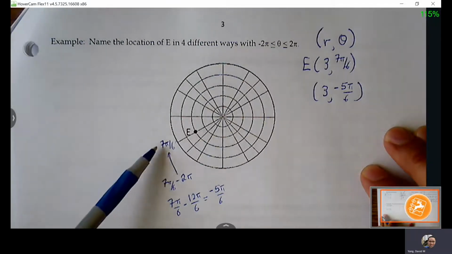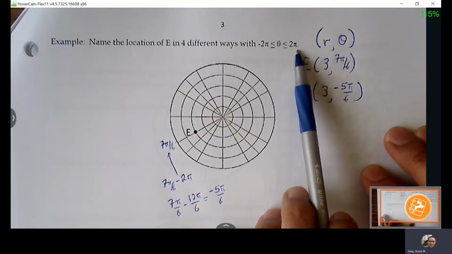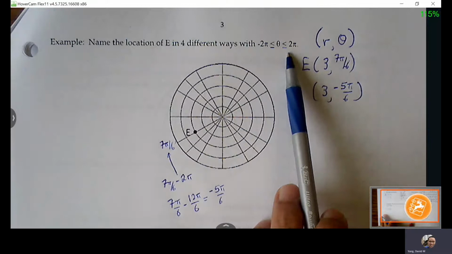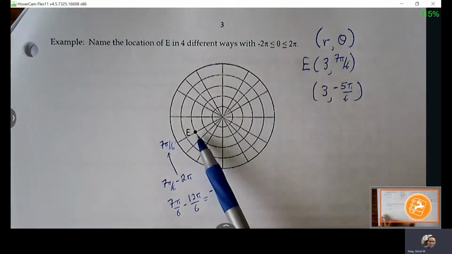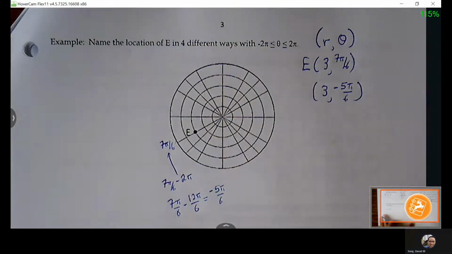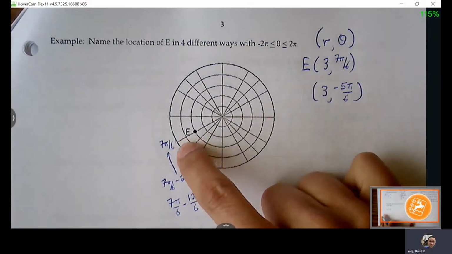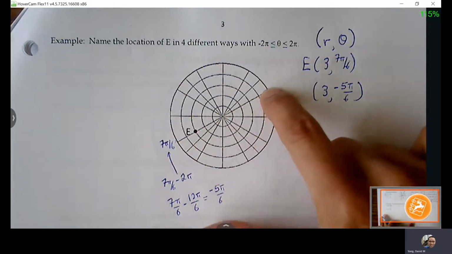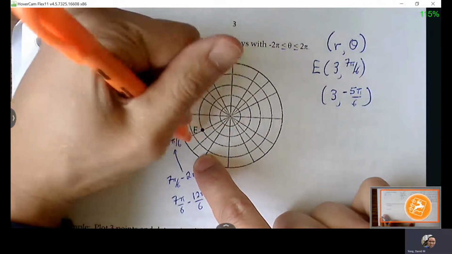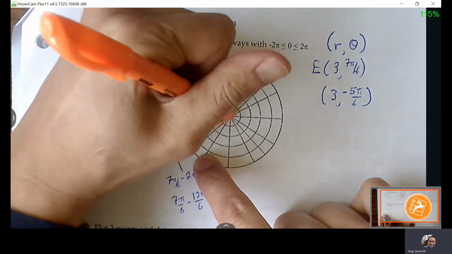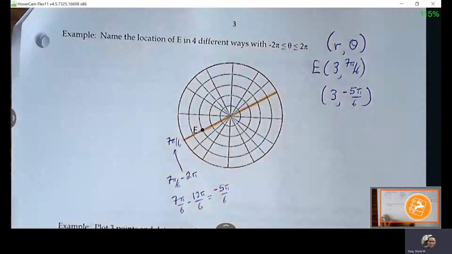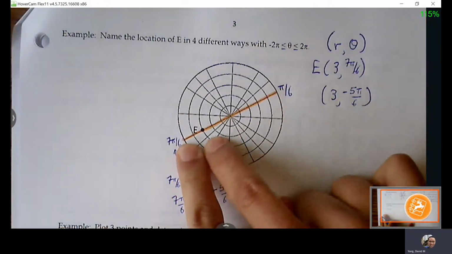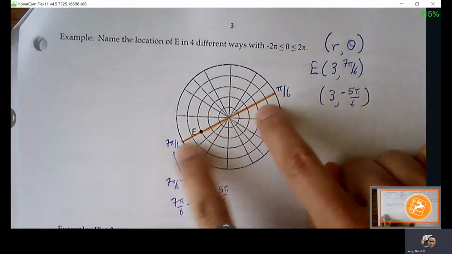Now, if we added 2 pi to 7 pi over 6, then we're going to be outside of this range here. We're only looking at what's between negative 2 pi and 2 pi. So here's another way for us to represent that same point. Okay, but we're going to use a different quadrant here. Do you see how this line, if we were to follow this line here, it would go into the first quadrant? And if we went to the first quadrant, on the other side, what does it come out as? Pi over 6. Okay. So here's pi over 6. You see how pi over 6 is related to 7 pi over 6 because it's along the same line, it's just a different quadrant.